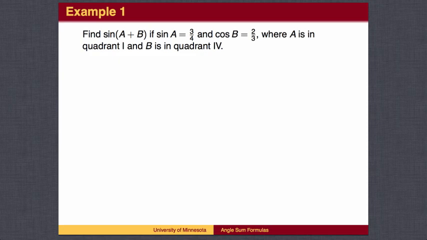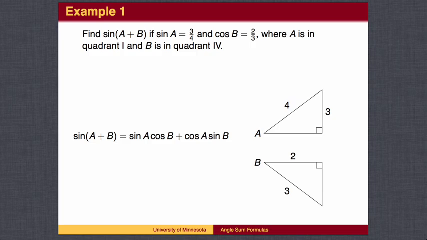In this problem, we are asked to find the sine of A plus B. So we will use the sine of A plus B formula, which requires us to know 4 values: the sine and cosine of angle A and the sine and cosine of angle B. In this case, we are only given the sine of A and the cosine of B, and we'll need to find the other 2 values. We begin by labeling triangles and finding the remaining side by using the Pythagorean theorem.